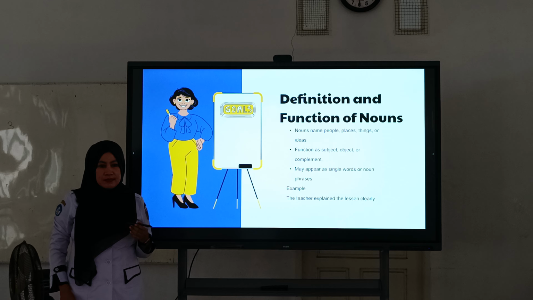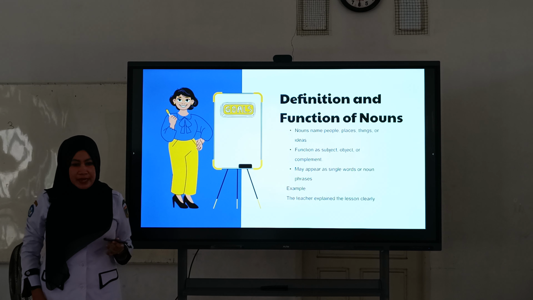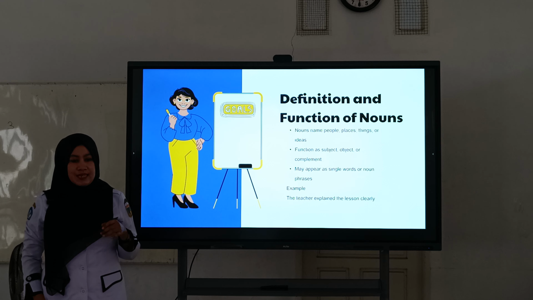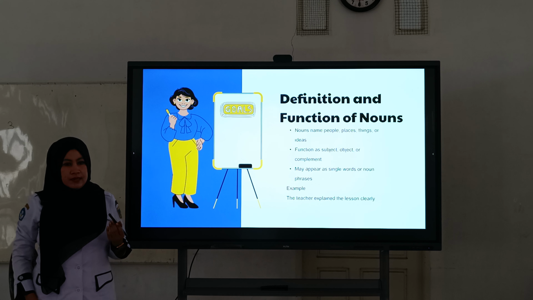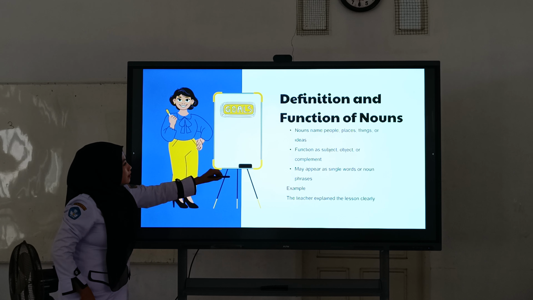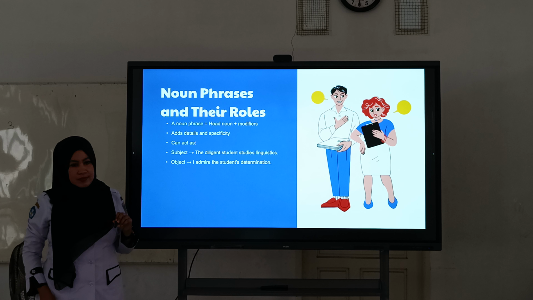For example, in the sentence, the teacher explained the lesson clearly, teacher and lesson are nouns performing distinct syntactic functions. Noun phrases and their roles.